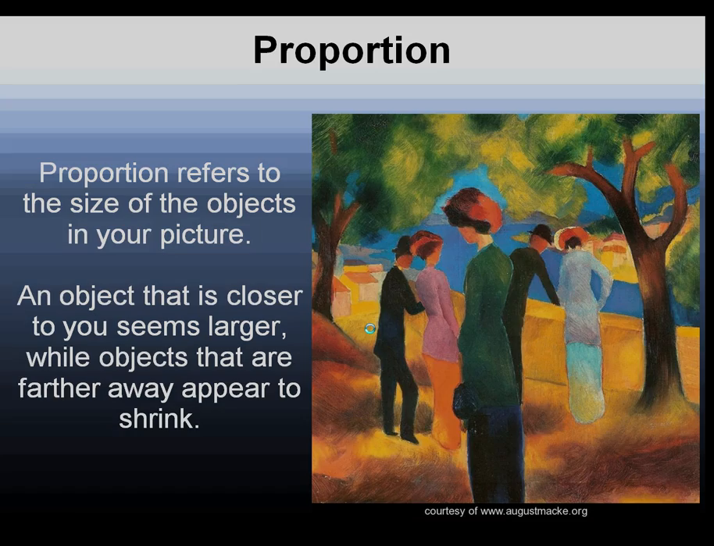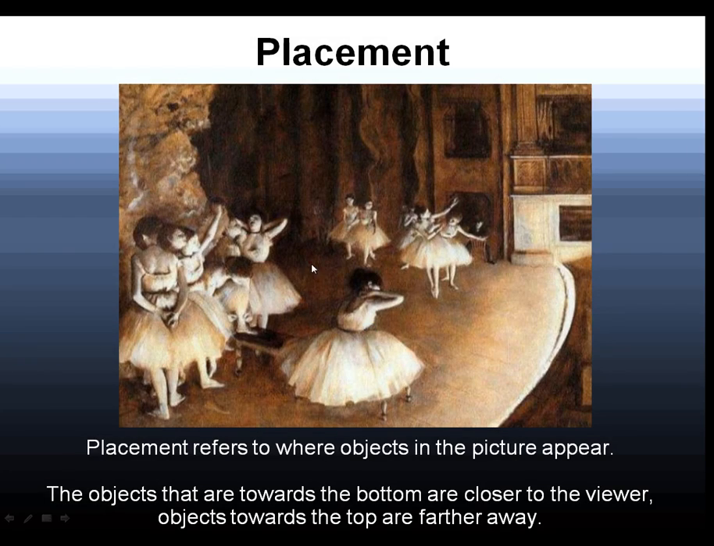The next rule is placement. Placement goes hand in hand with the idea of the background, the middle ground, and the foreground. What placement says is the closer an object is to you, the closer to the bottom of the picture plane that object is going to end up being. So when you look at this picture of the ballerina dancers, you've got this lady here and even this lady here. They are closest to you because you can see that they are further down on the picture plane.